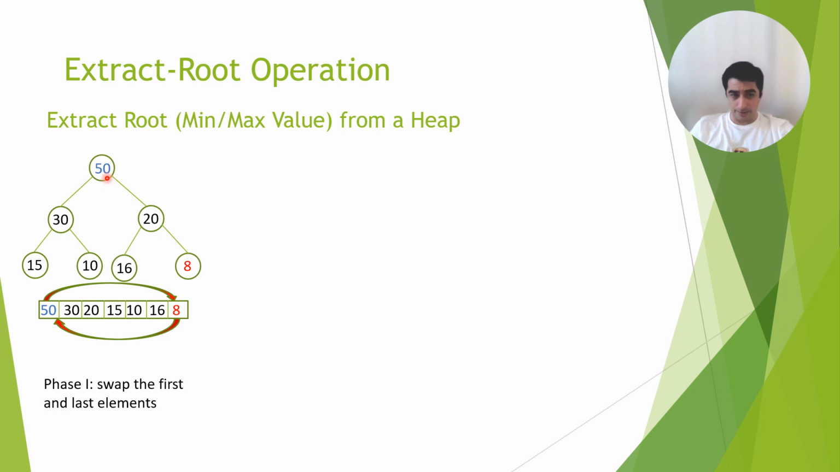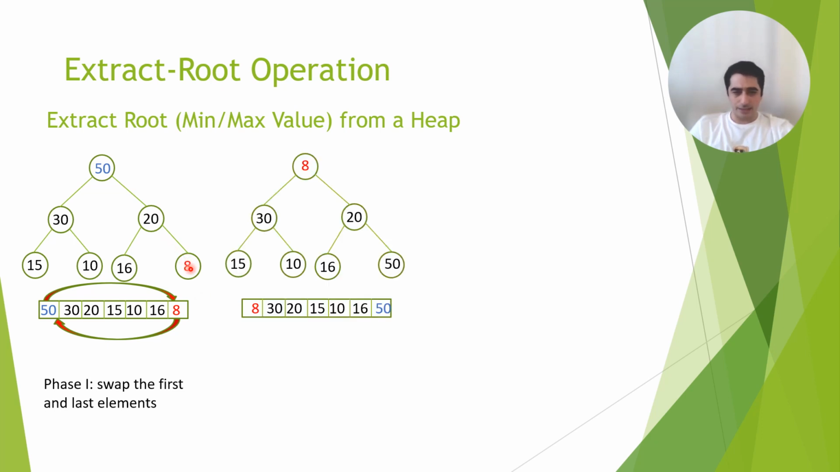The first step is to swap the first and last element of the heap. As you know, the heap is stored in a linear array. So we're going to swap the 50 and 8. The last element would be the last node in the last level. That should be swapped with the root, right?